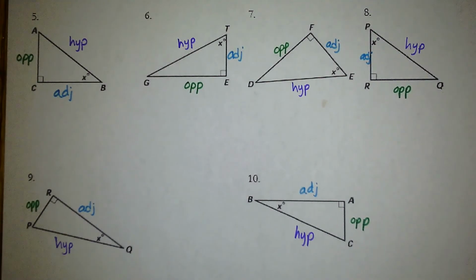All right, that was quick. So go ahead and check your answers and make sure yours are good. Remember that the hypotenuse is always across from the right angle. The adjacent is between your 2 angles on the inside, and your opposite is always across from your theta angle. So check your answers for this and then move on to the next slide.